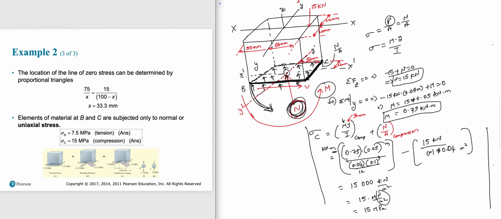So sigma B, if you take sigma B, My over I is going to be positive because it's tensile, but it's going to be negative for N over A because N is compression. But for C, I wrote both of them to be negative, right? I wrote both of them to be negative because C is in compression due to M. C is compression due to N. C is in compression due to both. But when it comes to B, it is tensile due to moment, but again compression due to normal. Okay.